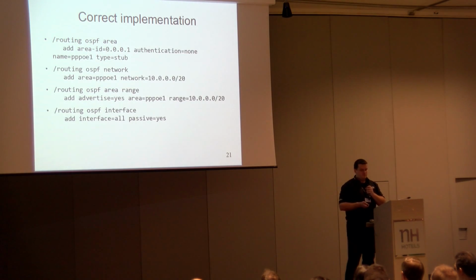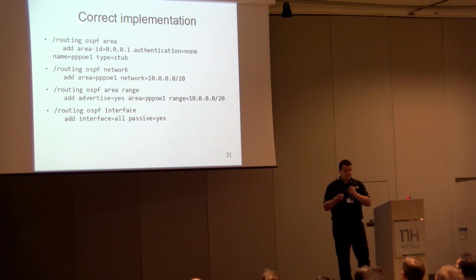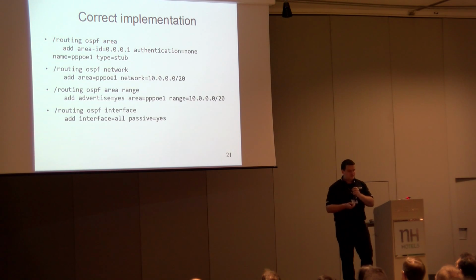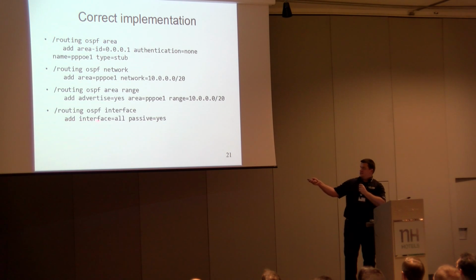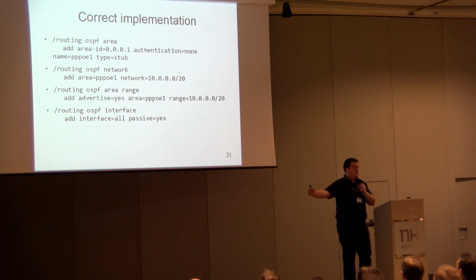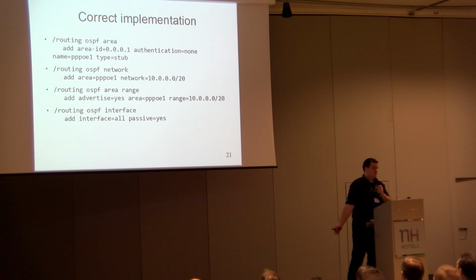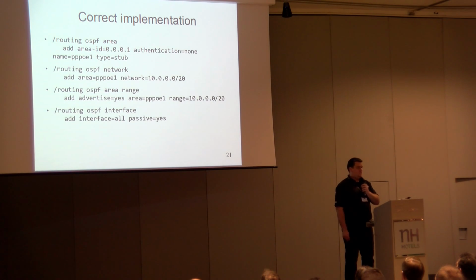So what is the correct configuration? First of all, you create the stub area. You add the PPPoE network to that stub area. You enable area ranges with one simple line. And when you specify the OSPF interfaces, you can add in the end one more line, which says that all interfaces will be passive. So all dynamic interfaces that will be created afterwards, all the PPPoE clients, will be passive automatically. So with just a 4-line adjustment, you fixed all your problems in your PPPoE OSPF network.